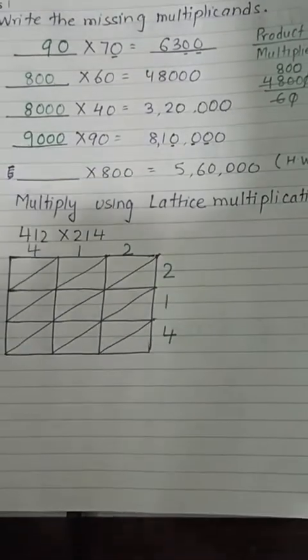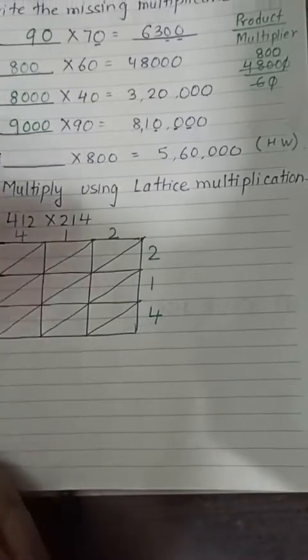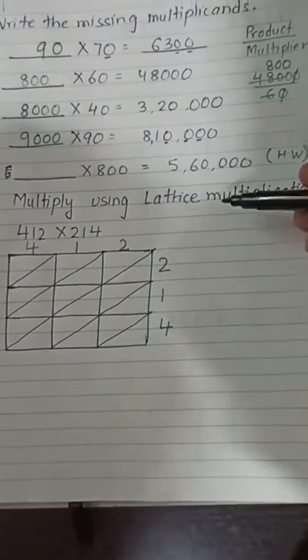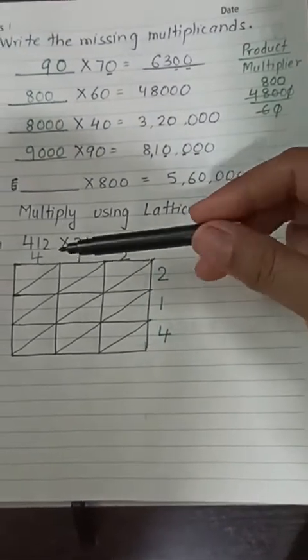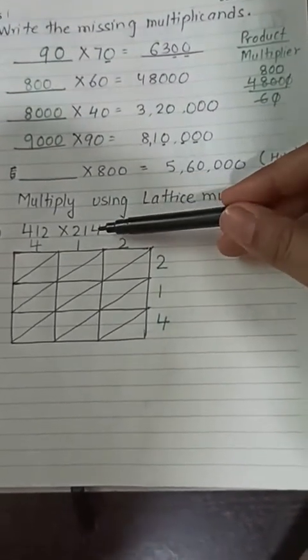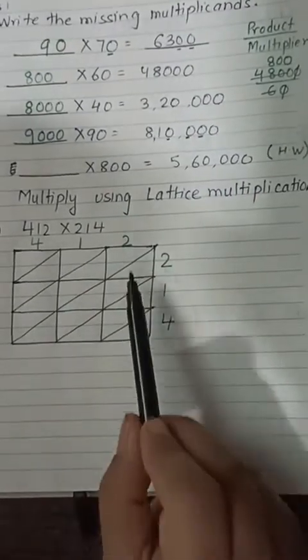So welcome back students to part 2 on the concept of lattice multiplication. Last year you have done lattice multiplication for multiplication of 2-digit numbers. This time we'll be doing it for a 3-digit number by a 3-digit number. For this, children, you have to make a 3 by 3 grid like this.